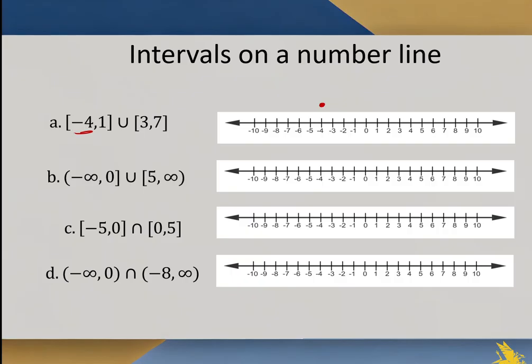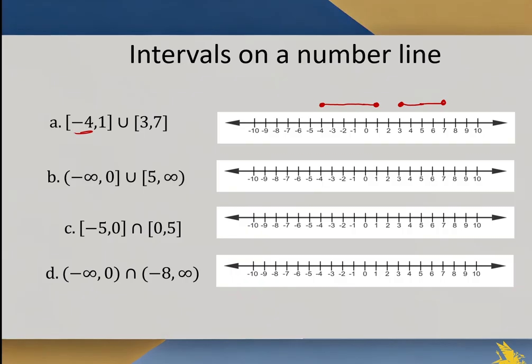It's colored in because I know it's including it, all the way to this part, it says 3 and 7. So again, I start at 3 because it's inclusive. I color it in, all the way through to 7. Okay, then I'll move on to the next one.